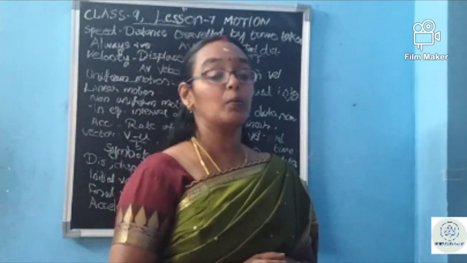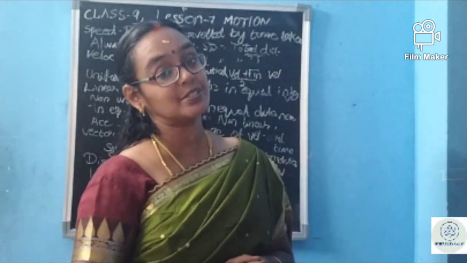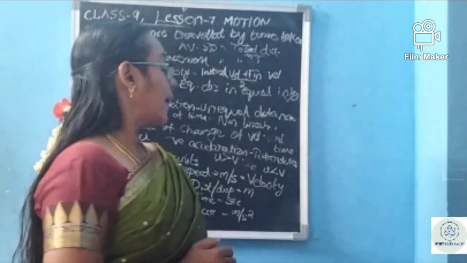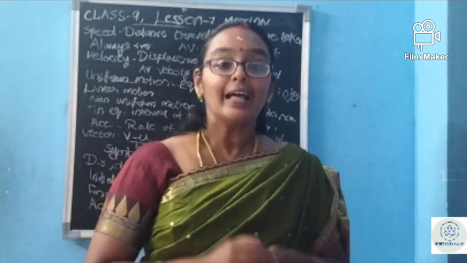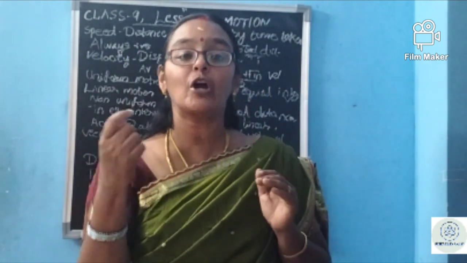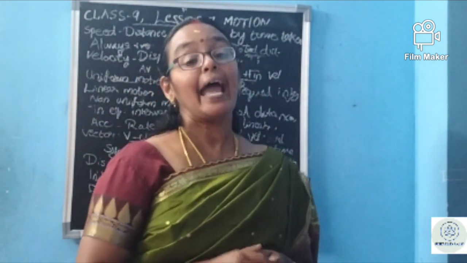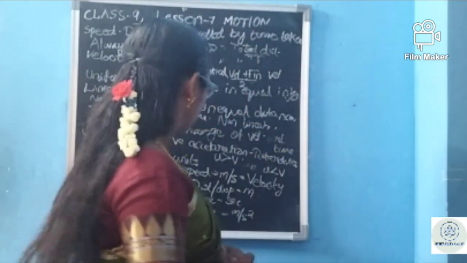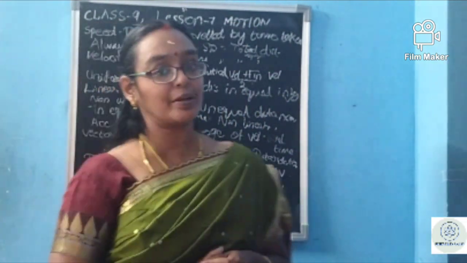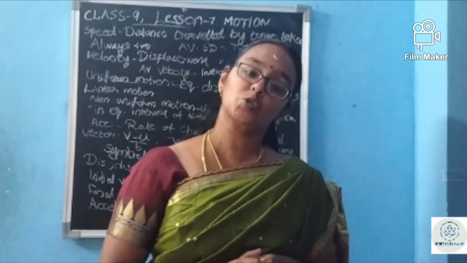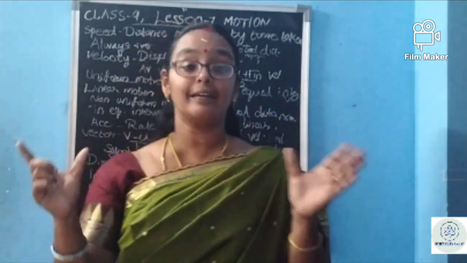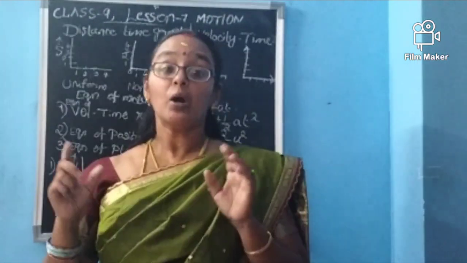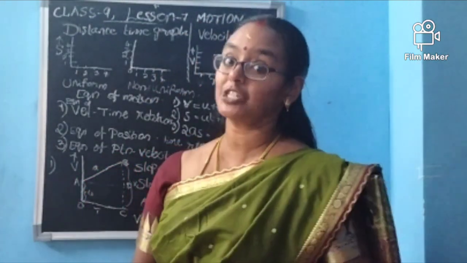For speed, what is the unit? As well as for velocity, the unit is meter per second. Where m is the unit of distance as well as displacement, and s is the unit for time. Then acceleration, what is the unit? Meter per second square. Up to this extent, the things are clear, I think. Now we are moving to graphical representation. We are going to see the graphical representations of motion.